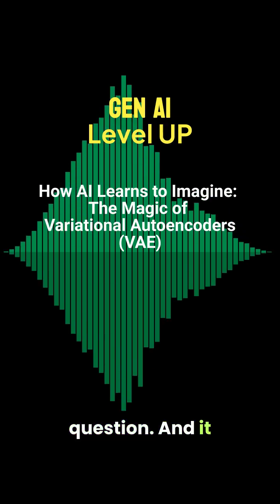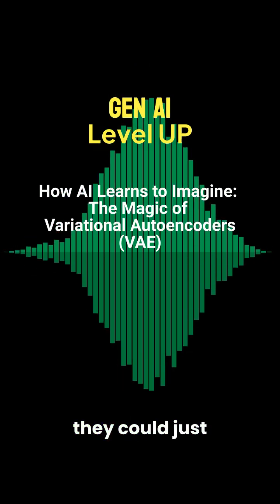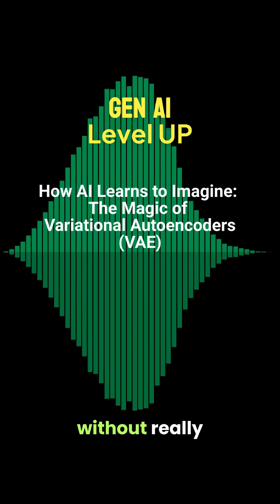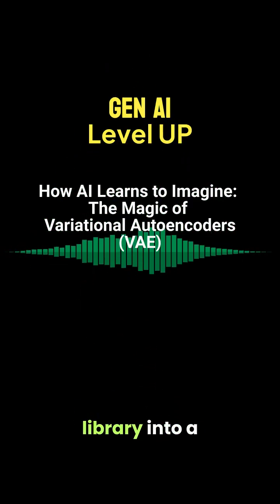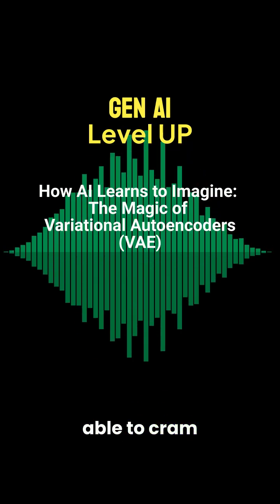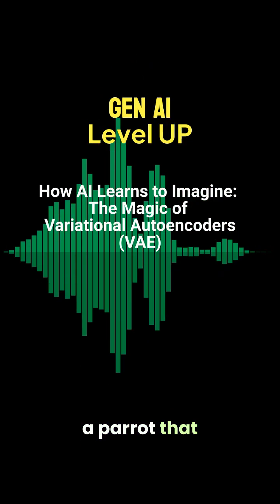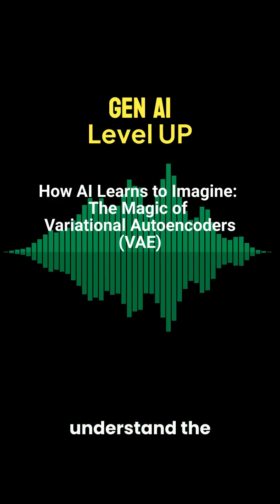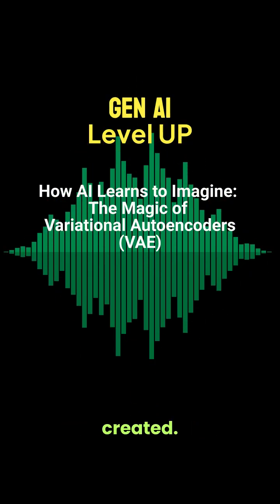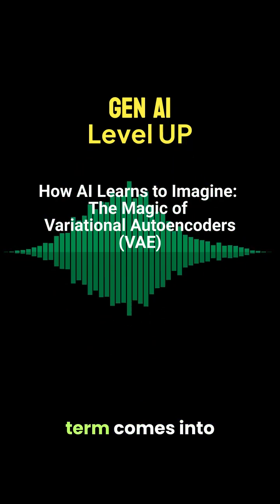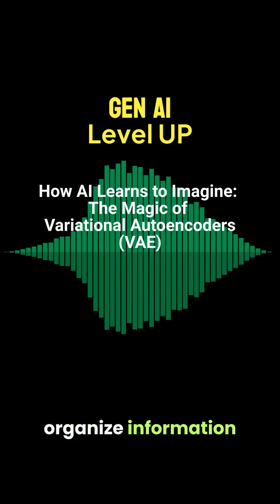That's a great question, and it highlights a key challenge with standard autoencoders. Without any constraints, they could just learn to memorize the training data without really understanding the underlying structure. Imagine trying to compress a giant library into a single book. You might be able to cram all the words in there, but you lose all the meaning and organization. So it's like a parrot that can repeat words, but doesn't actually understand the language. That's not very helpful if we want to generate new data or really grasp how the data is created. Exactly, and that's where the special regularization term comes into play. In VAEs, it acts like a librarian, guiding the VAE to organize information in a meaningful way.